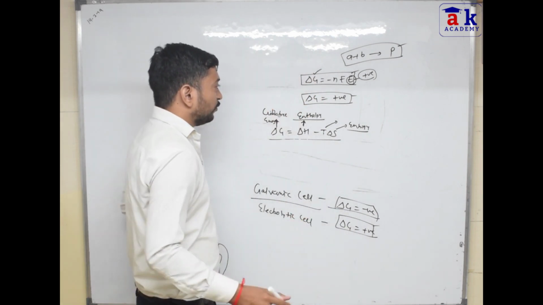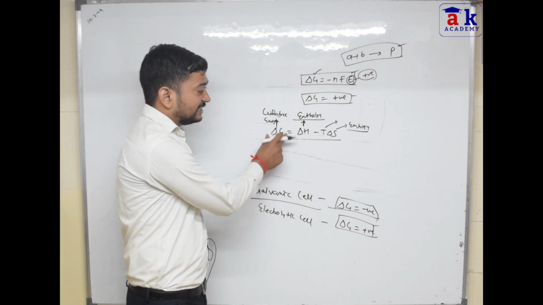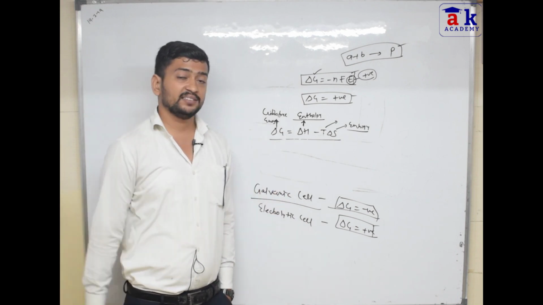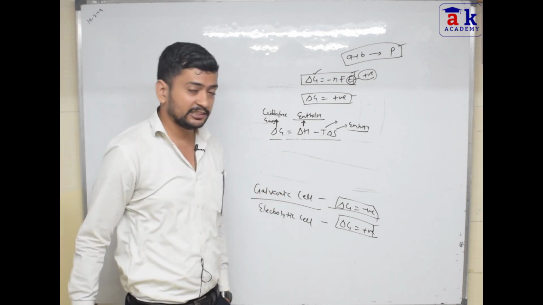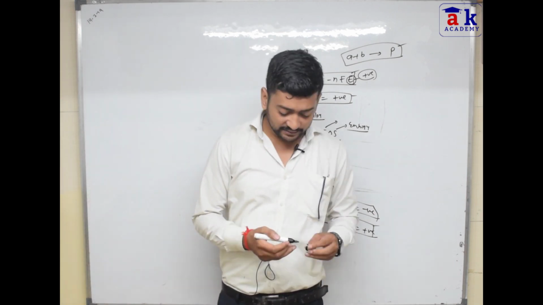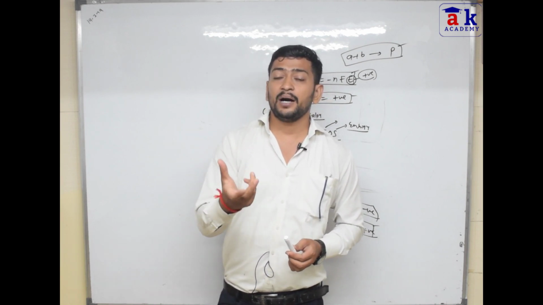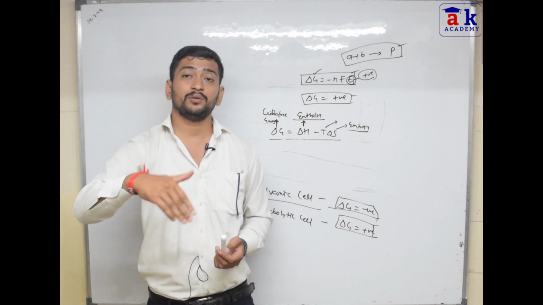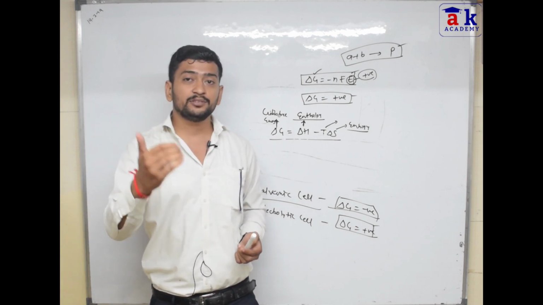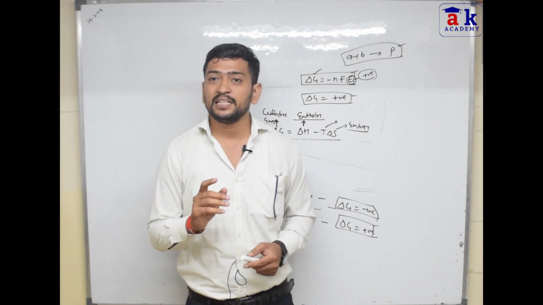Now let's see what happens. In case of galvanic cells, this delta G is negative. Why is this negative? And in case of electrolytic cells, this delta G is positive. Consider any system: if some amount of energy is lost to do work, the energy will decrease. So that's why in case of galvanic cells, the delta G becomes negative.